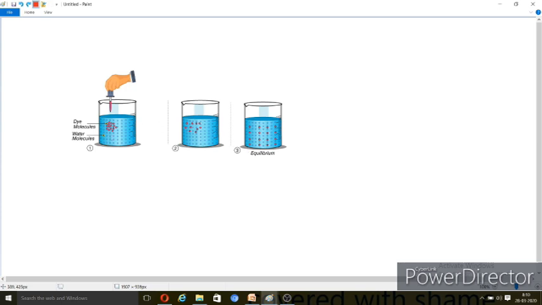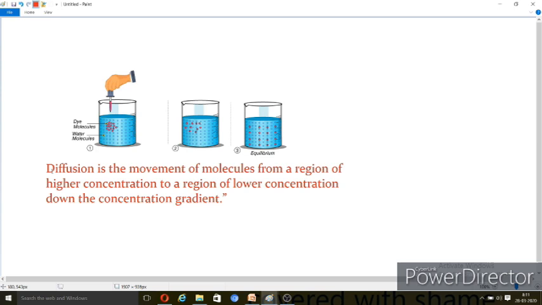Now, why is this getting spread? It spreads because the molecules start moving towards the lower concentration of the molecule. This is the definition of diffusion: the movement of molecules from a region of higher concentration to a region of lower concentration, down the gradient.